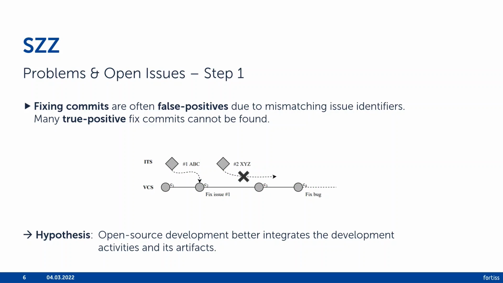Our hypothesis here was that open source development better integrates the development activities and its artifacts, and therefore allows for a better or additional mapping to find more true positive fixing commits.